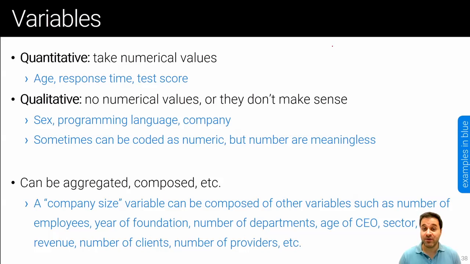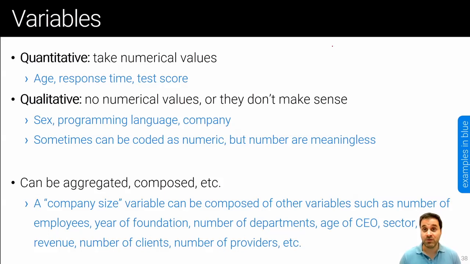So if there's anything clear from the previous videos, it is that everything is about variables, about the things that we measure. And we saw that we can distinguish between independent and dependent variables, but we normally also distinguish between quantitative variables and qualitative variables. So a quantitative variable is one that takes numerical values. So think about the age of a person, a response time, a test score, things like that.